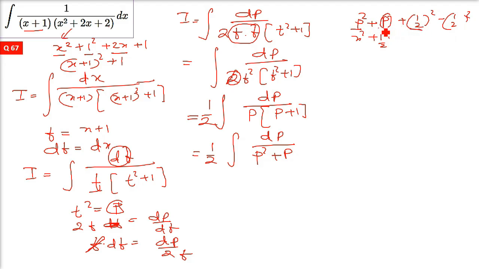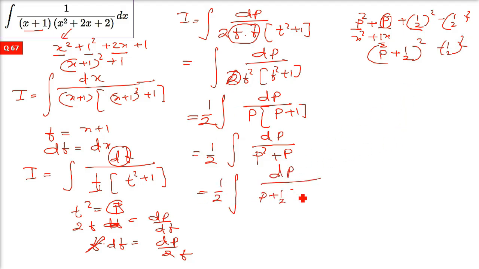So a square plus b square plus 2ab is p plus half whole square. The first three terms, p square plus p plus half square, is simply p plus half whole square. The other term is minus half square. So this is half dp, same thing I'm writing here, p plus half whole square minus half whole square. So it's a kind of x square minus a square in the denominator.